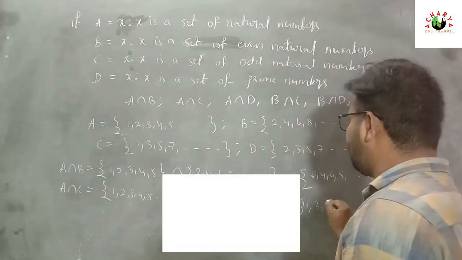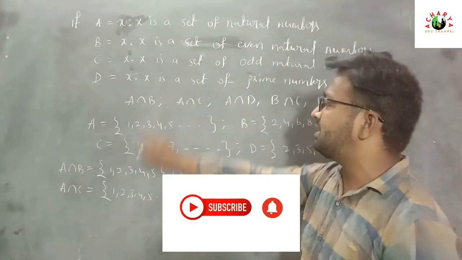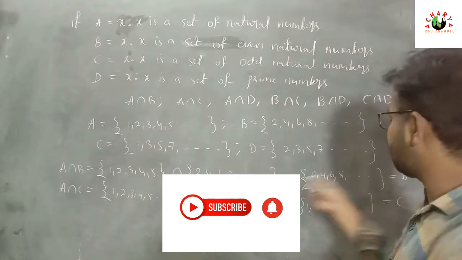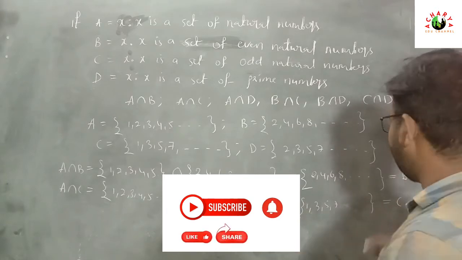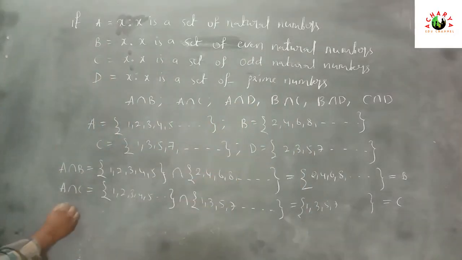So 1, 3, 5, 7, and so on. This odd natural number set is represented by C. So A intersection B is equal to B, and A intersection C is equal to C. Next, A intersection D.